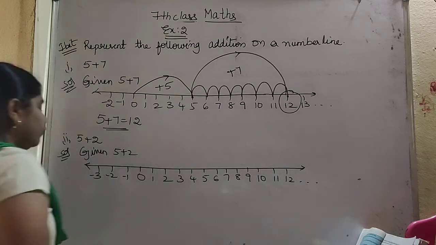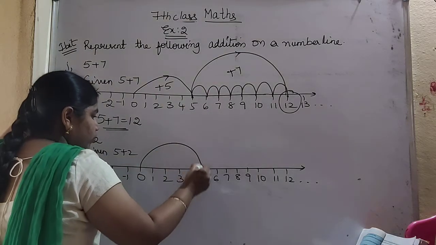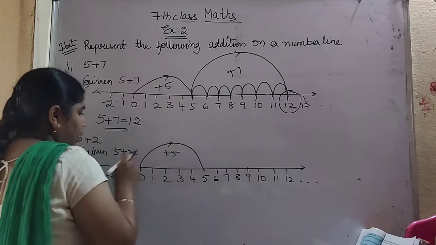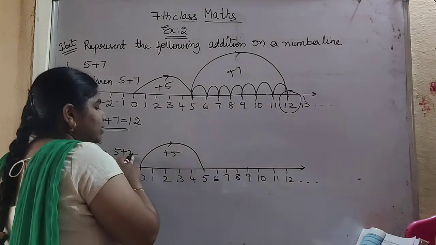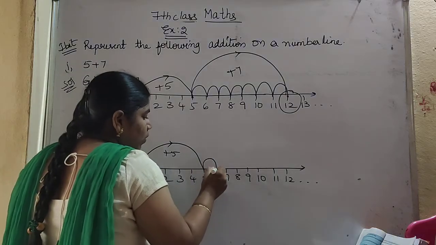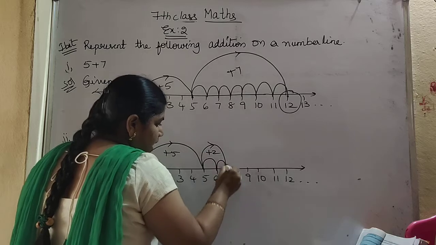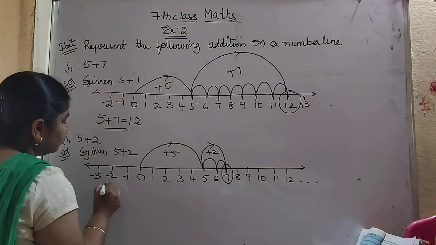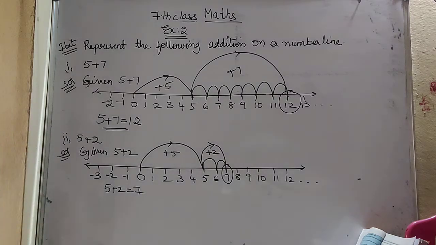And so on. So 5 is a positive integer, so we have to move to the right side, that is 0 to 5, plus 5. And 2 is also a positive integer, so we have to move again to the right side. How many times? 2 times, that is 1, 2. So what is the result here? The result is 7. So we can write here 5 plus 2 is equal to how much? 7 is our answer. So next one.